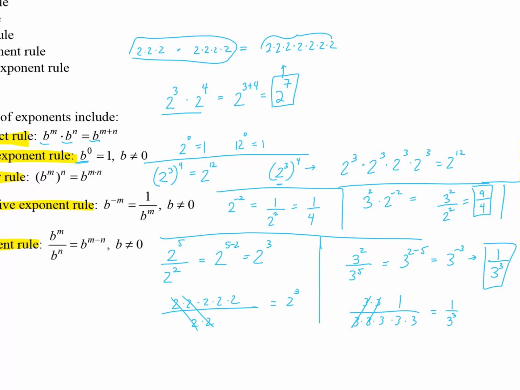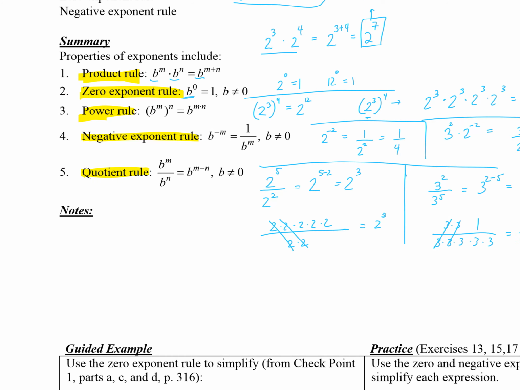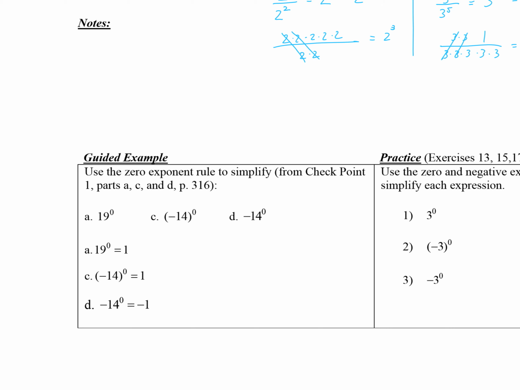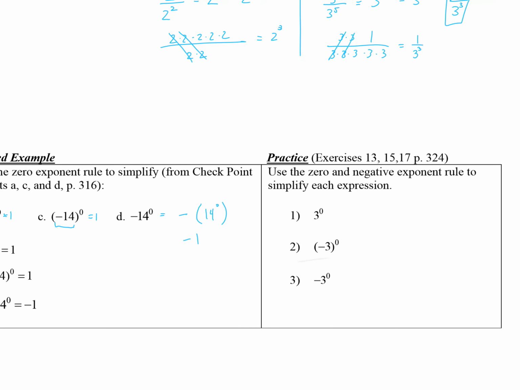Perfect. Alright. So those are all the properties that you have to be familiar with. And there's going to be a couple of examples here. Now, I guess they're only using one property, the zero exponent rule. So remember, anything to the 0 power equals 1. This is an interesting one, because look at the difference between C and D. C is saying negative 14 to the 0 power, but D is saying negative times 14 to the 0 power. That's how you have to read it. So 14 to the 0 power is 1, but there's a negative in front of it. That's why it's negative 1 for D. So let's make sure we get that right.